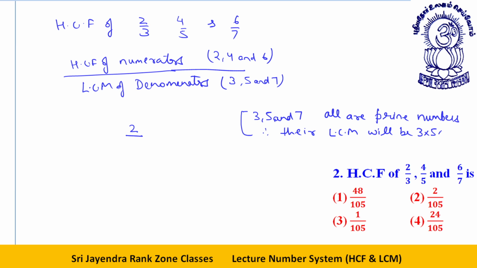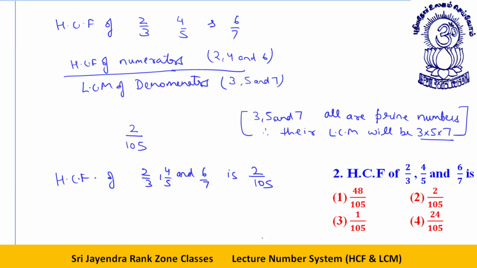Whenever you have some prime numbers and you are asked to find the LCM, you just multiply these numbers. That will give you 105. So the HCF of 2 by 3, 4 by 5, and 6 by 7 is 2 upon 105. I hope it's clear. Okay, let's move to the next question and next concept.